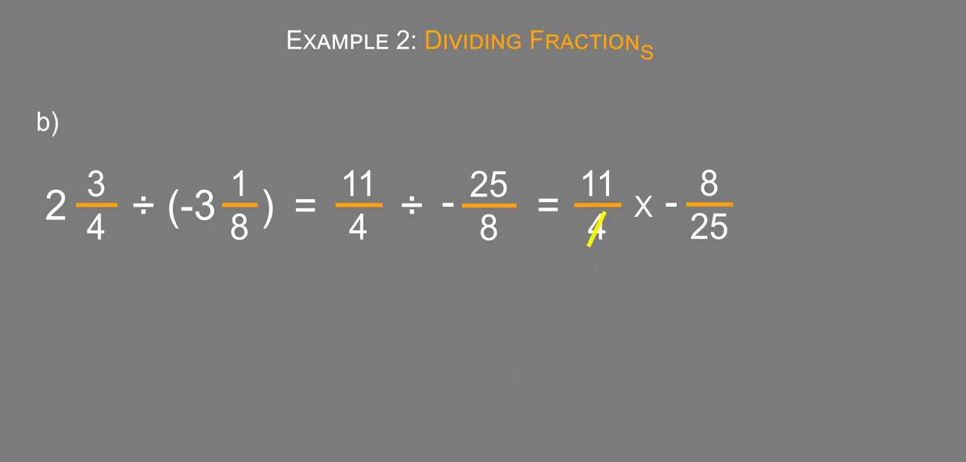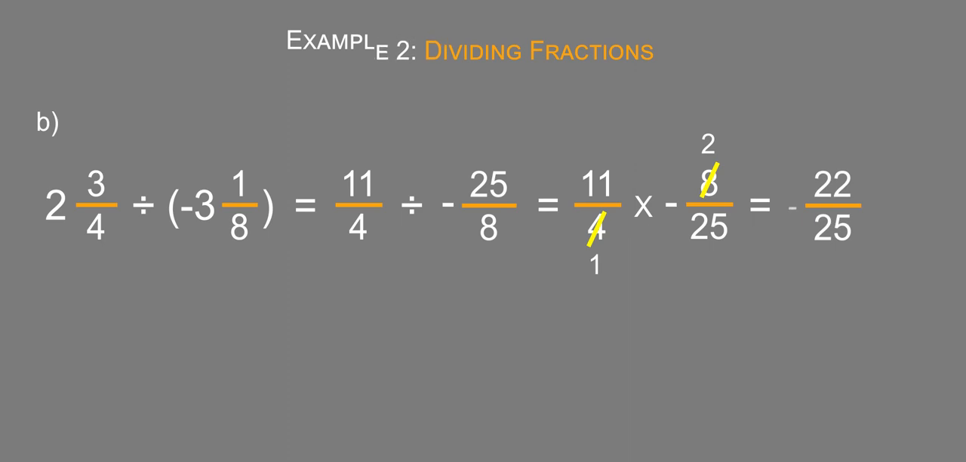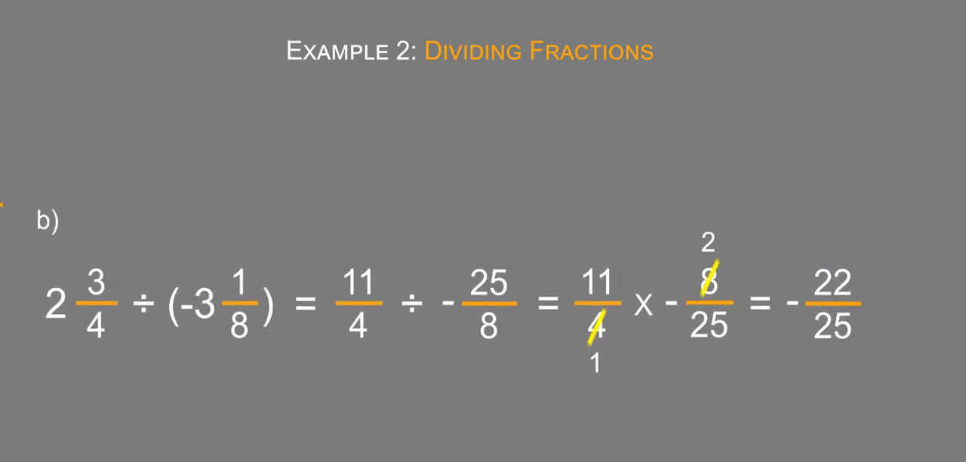4 divided by 4 is 1. 8 divided by 4 is 2. And then multiplying across the top, 11 times 2 is 22 over 25. And since this is a positive times a negative, we know the solution is negative. So the answer is -22/25. And again, that is in reduced form.